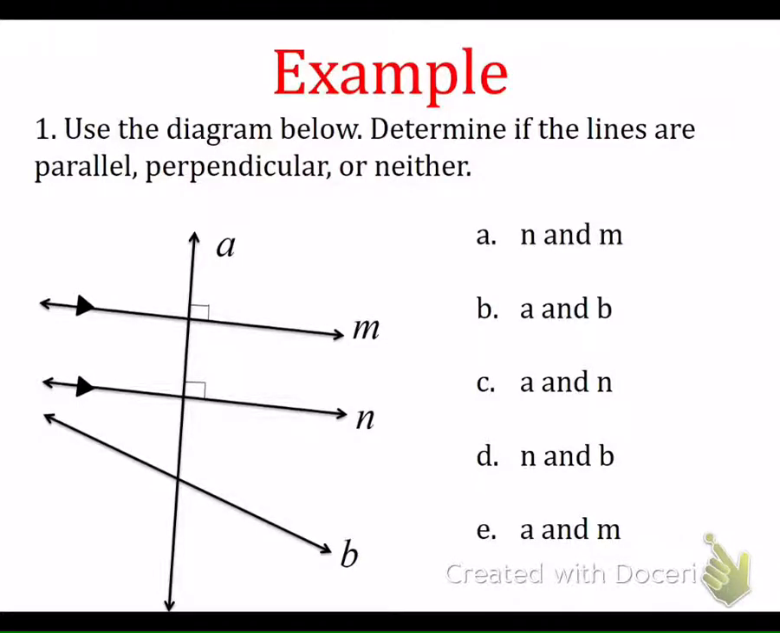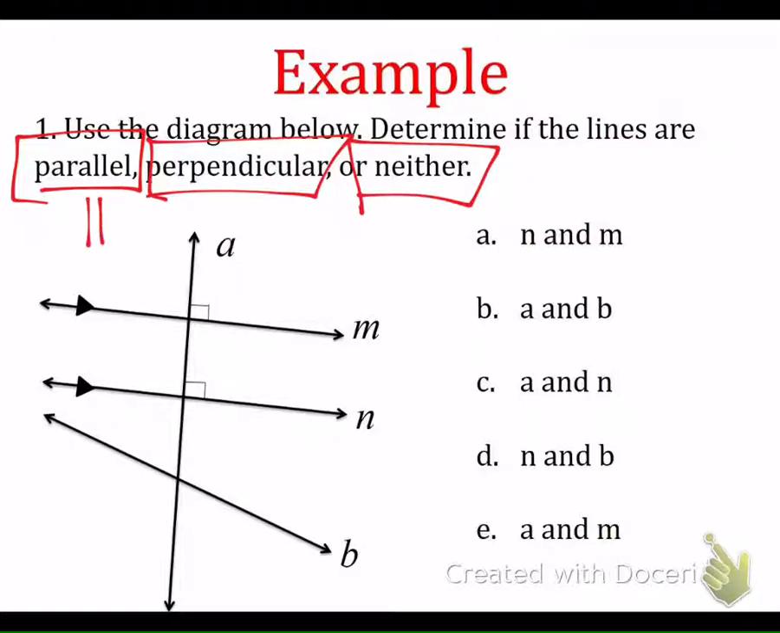So we're supposed to use the diagram below to determine if the lines are parallel, perpendicular, or neither. So kind of like a matching almost. 3 options: parallel, perpendicular, neither. I am going to use those new symbols that we just learned. So for parallel, I'm going to put that. For perpendicular, I'm going to put that. And then neither, I will just write the word neither.